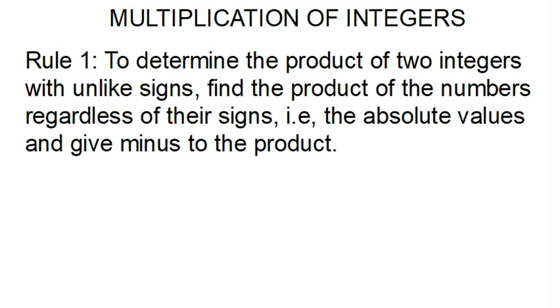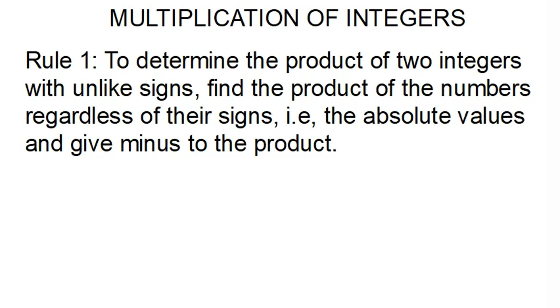So the first rule of multiplication of integers is to determine the product of 2 integers with unlike signs. So here we are going to find the product of 2 integers which are having unlike signs. Find the product of the numbers regardless of their sign, that is the absolute values, and give a minus to the product. So now we'll have an example.